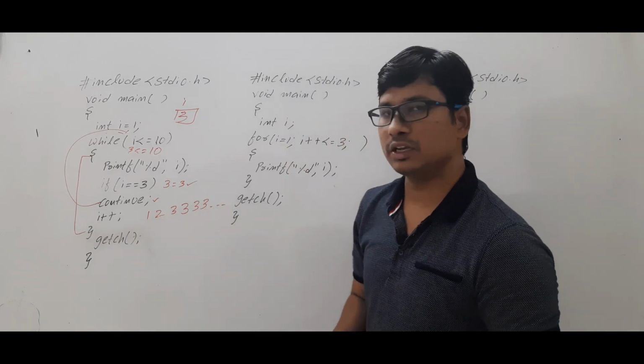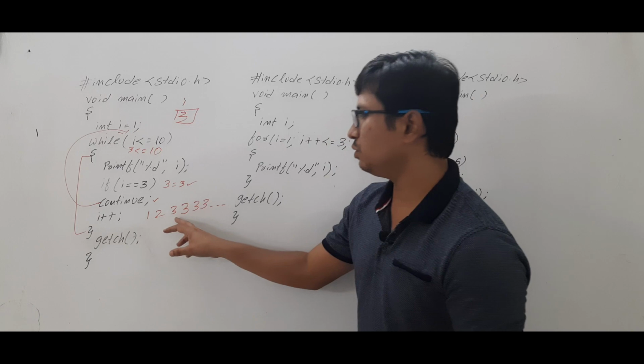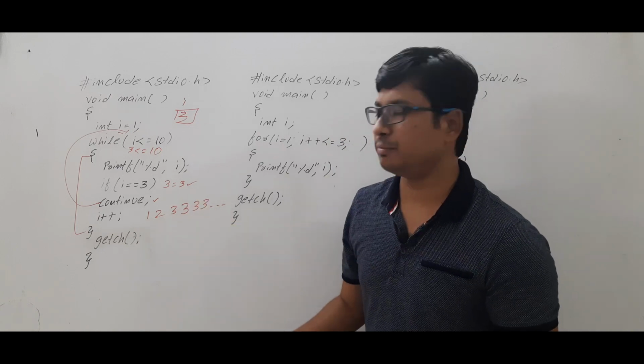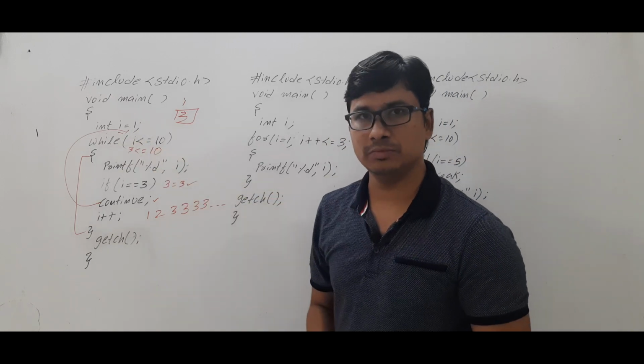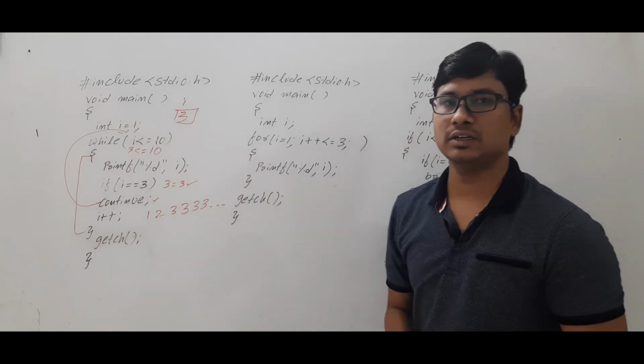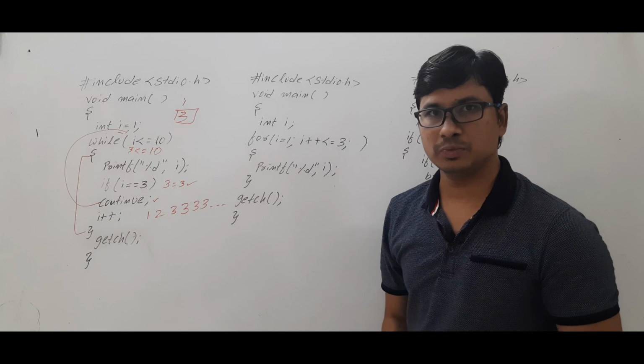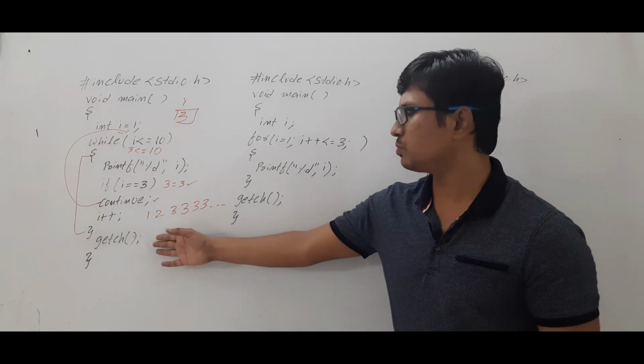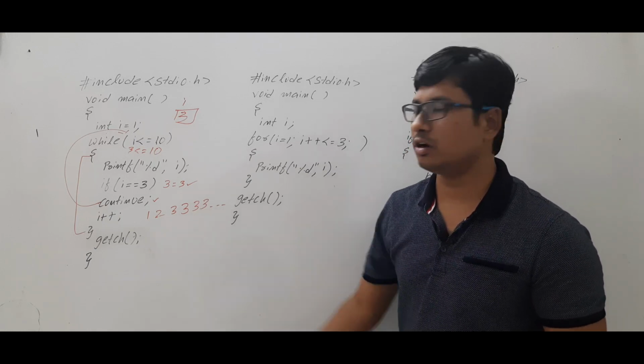So this program will give you the output as 1, 2, and 3 printed an infinite amount of time until you stop this program. So this is the output of this program. I hope you have understood what the output of this program is. If you have any doubts related to this program, feel free to ask me in the comment section.